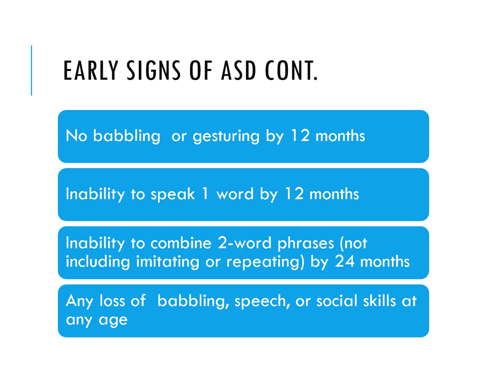We also may see signs such as no babbling or gesturing by 12 months. These patients tend to remain nonverbal for a longer period of time. They have an inability to speak one word by 12 months. Inability to combine two-word phrases, not including imitating or repeating somebody, by 2 years, and any loss of babbling, speech, or social skills at any age with the onset of autism. And so we can see that speech and communication can be highly affected in this population.